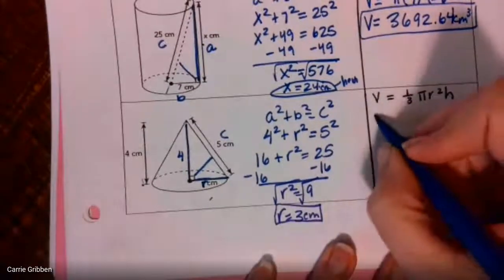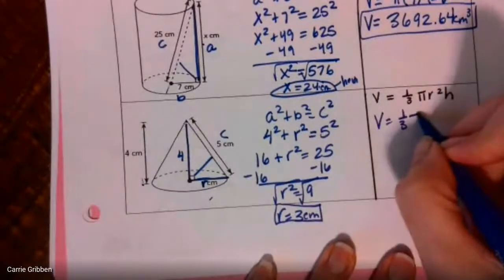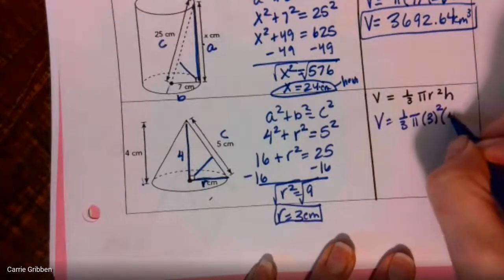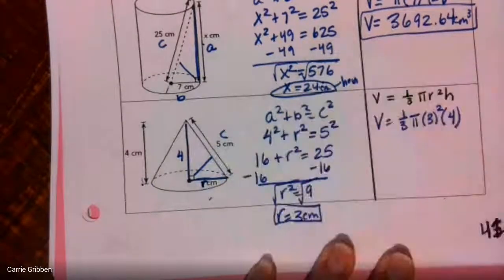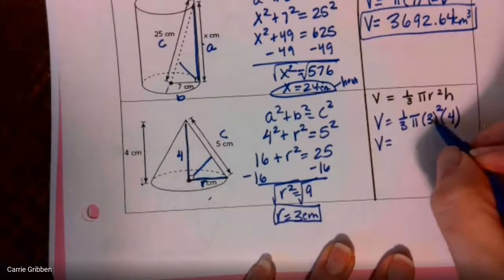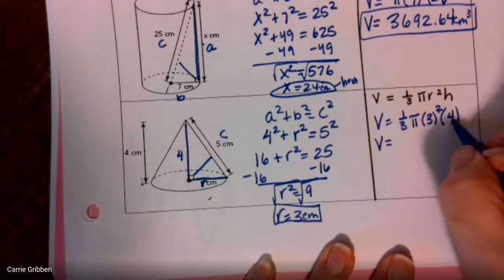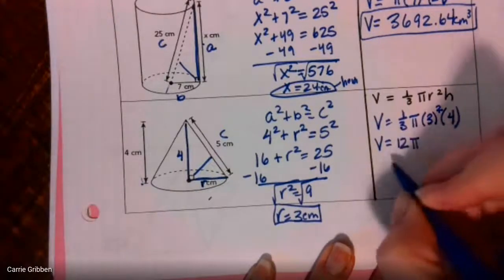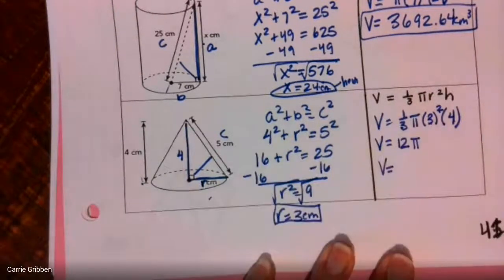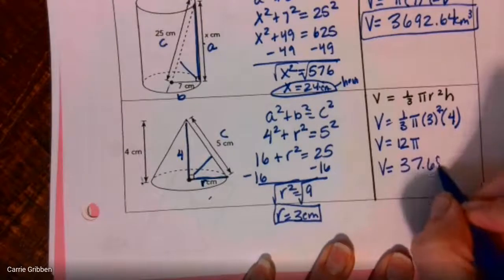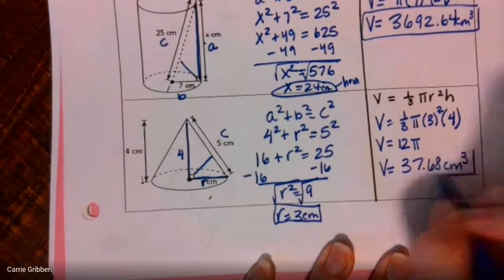So I'll need that over here when I plug in 1/3 times pi times 3 squared times the height, which is 4. Remember, you want the center height, not the slant height. So if I simplify all that, 3 squared is 9, 9 times 4 is 36, a third of 36 is 12, 12 pi, and if I want to plug in 3.14, then 12 times 3.14 equals 37.68 centimeters cubed. That's it.